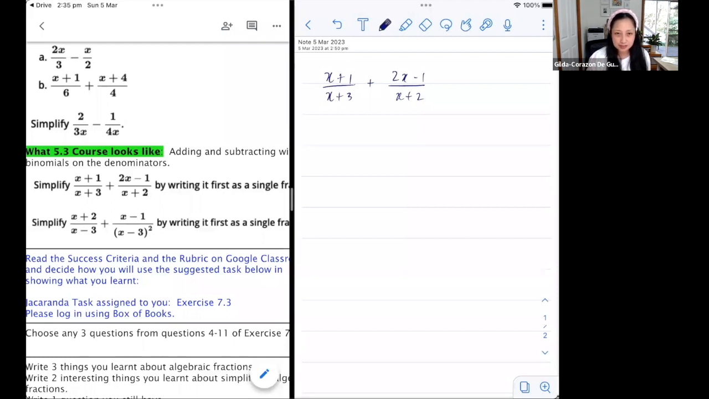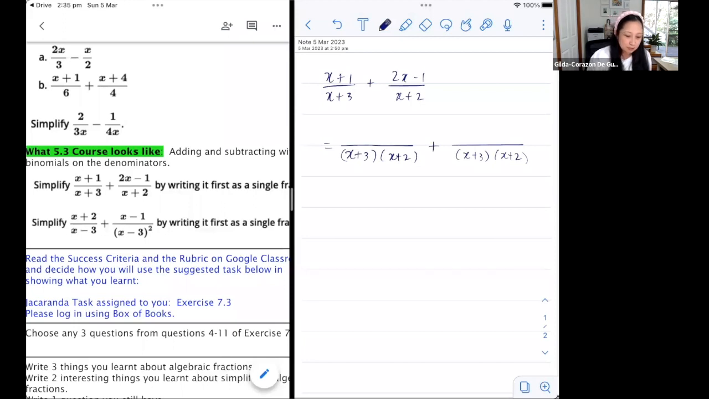And what we said was that the LCD is simply multiplying them and then dividing it by the common factor, right? So we multiply the x plus 3 and x plus 2, so that's equal to x plus 3, x plus 2. And notice that I did not actually multiply them using the FOIL method. Just leave it as binomials, okay?